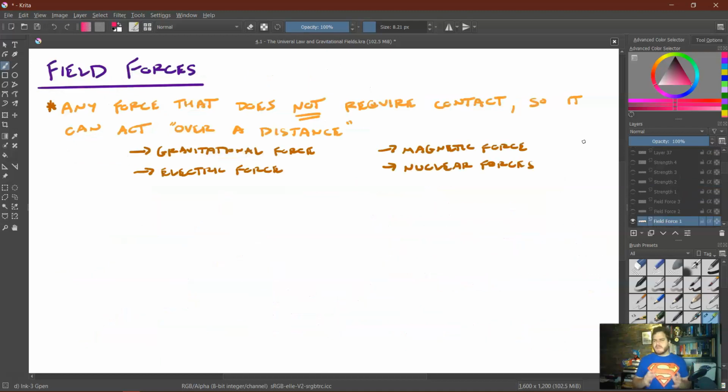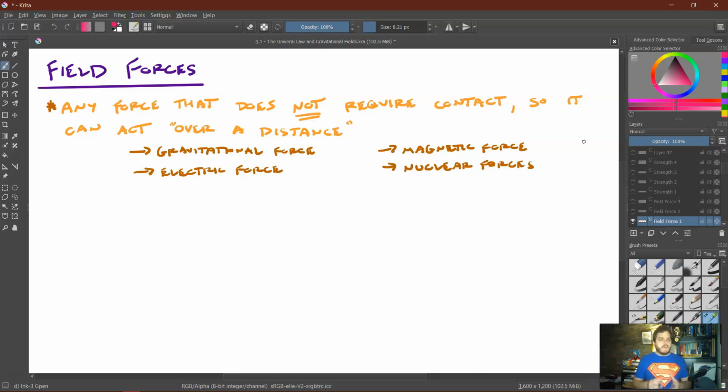This is a very bizarre concept. Field forces. Now let's go back to review them for just a second. These are any force that does not require contact, so they can, we say, act over a distance. The four that we really encounter are the gravitational force, the electric force, the magnetic force, and our nuclear forces, the strong and weak force. Now, we're obviously going to be focused on the gravitational one right now, but this is very, very weird. It's almost kind of ghostly.